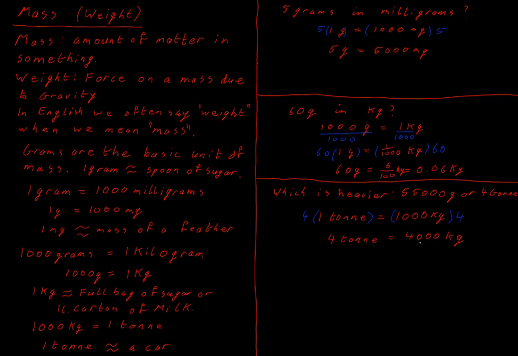and I want to go to grams, so I am going to be using the relationship that 1 kilogram is equal to 1,000 grams. So now I've got 4,000 kilograms, so I want to multiply by 4,000.